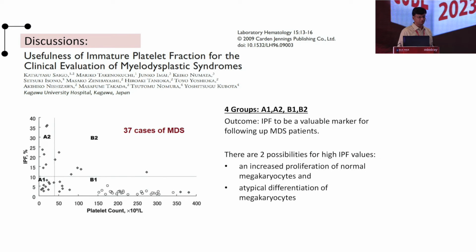And myelodysplastic, one interesting article also we came across. They had 37 cases of myelodysplastic syndrome, and again the platelets were variable, and IPF was also variable. They categorized into A1, A2, and B1, B2 based on the platelet number and the IPF numbers. And they found that certain patients have a high IPF level, and they explained that probably it is due to increased proliferation of normal megakaryocytes, or it can be atypical differentiation of the megakaryocytes.